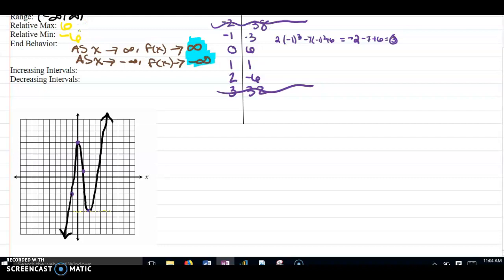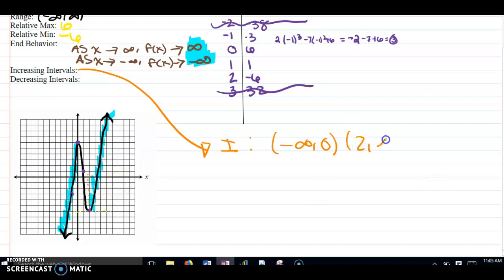Now increasing and decreasing intervals. The place where this graph increases is this interval and this interval. So that starts at negative infinity. It's always increasing until we get to 0. And a lot of kids try to put 6, but that is the y value. We're looking at intervals, which are x values. So the increasing is going to be from negative infinity to 0. And then it starts up again right here at 2, and then to infinity.